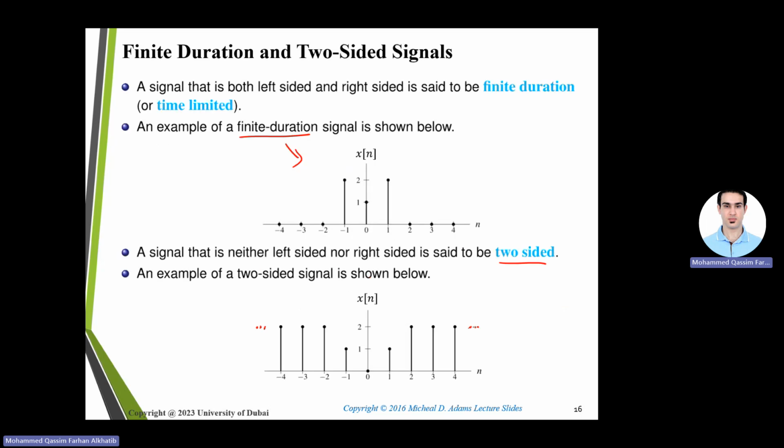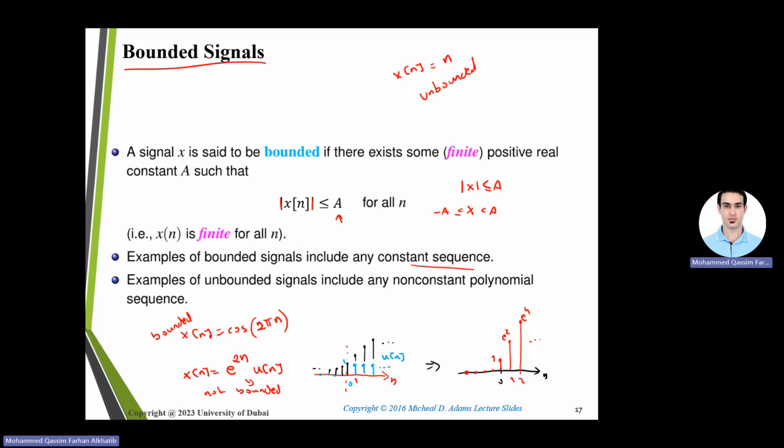And then we have a finite duration sequence that has a start and an end. Usually, most of our signals are finite duration signals. And then we have bounded signals that do not go over, let's say, to infinity with large values of n. A signal x is said to be bounded if there exists some finite positive real constant A such that the maximum of |x[n]| is less than A. So it does not go to infinity. So that's finite for all values of n.